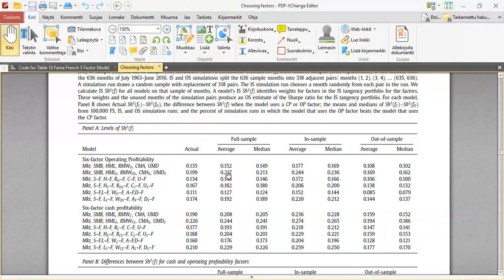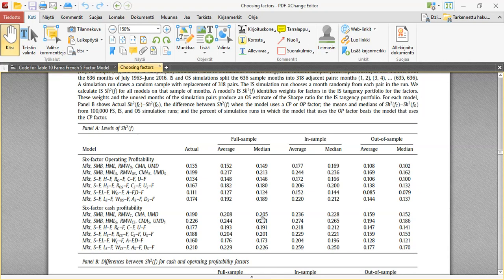What we see here is, for the 6-factor model based upon small stocks and operating profitability, an average Sharpe ratio of 0.217 against 0.244 if we use small stocks and cash profitability. So the same result, basically: using cash profitability generates a higher maximum squared Sharpe ratio if we use this factor in the 6-factor model. The same is true for the median. Okay.